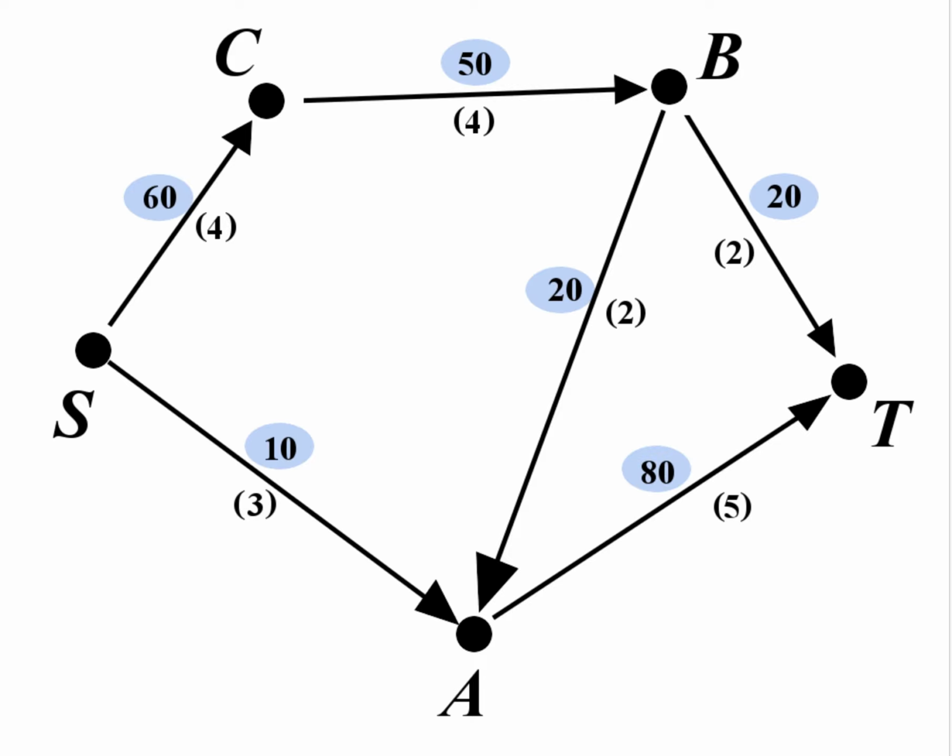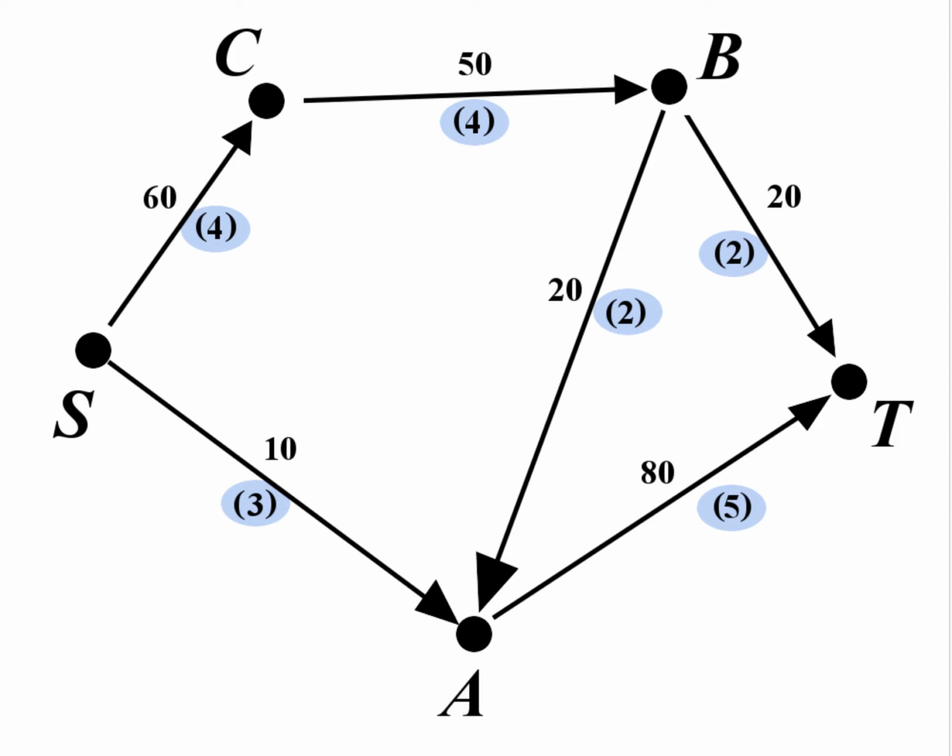So now here is the notation. These numbers, 60, 50, 20, they are called capacities of edges. And these numbers below the edges, in brackets, are called the flow. Flow in the graph is a function that assigns a value to each edge.